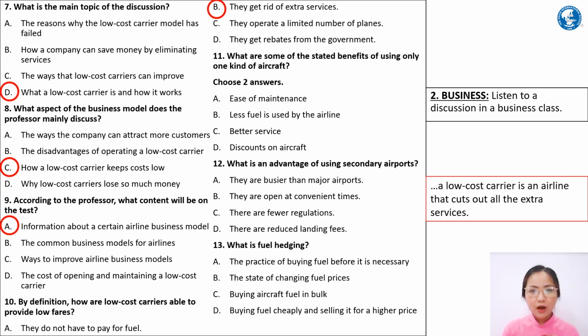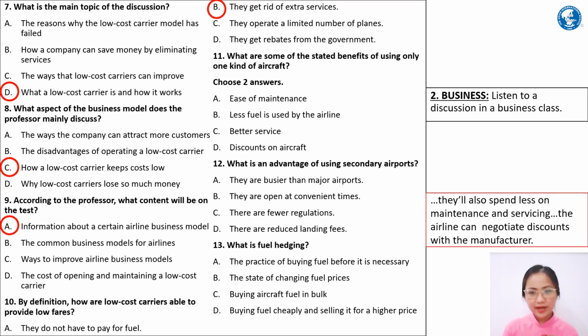Question 11. What are some of the stated benefits of using only one kind of aircraft? For this question, you need to choose 2 answers. So as you can see, they will also spend less on maintenance and servicing. The airline can negotiate discounts with the manufacturer. So the answers are A and D.